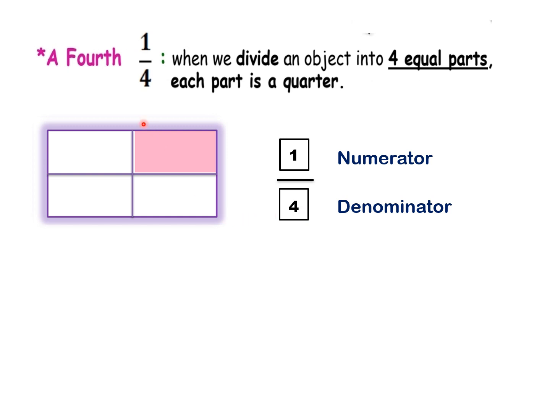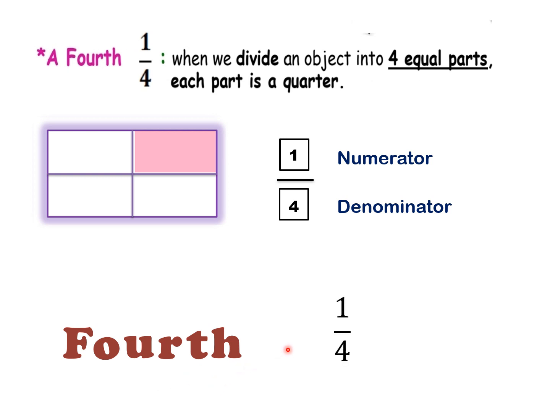Now how do I write fourth? F-O-U-R-T-H. Fourth. It's fourth written like this as a fraction, or quarter. Quarter. Now let's solve some examples on this.